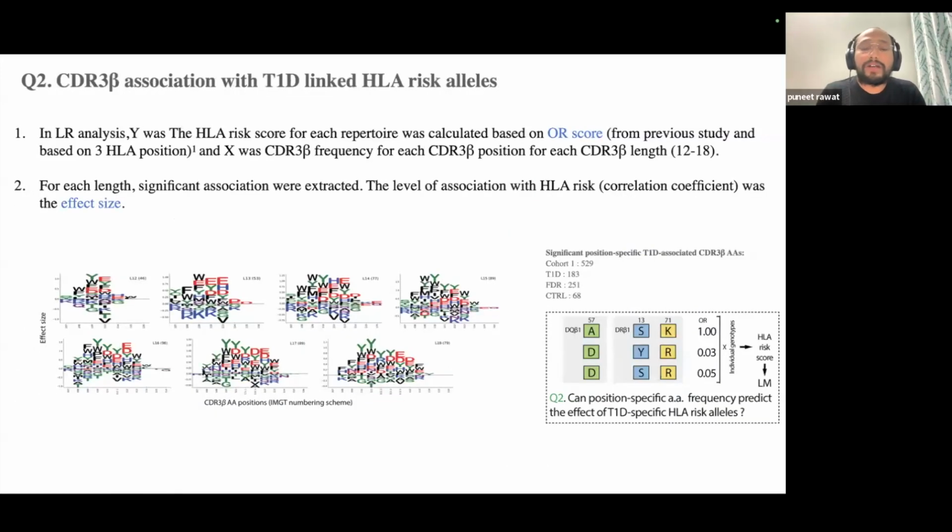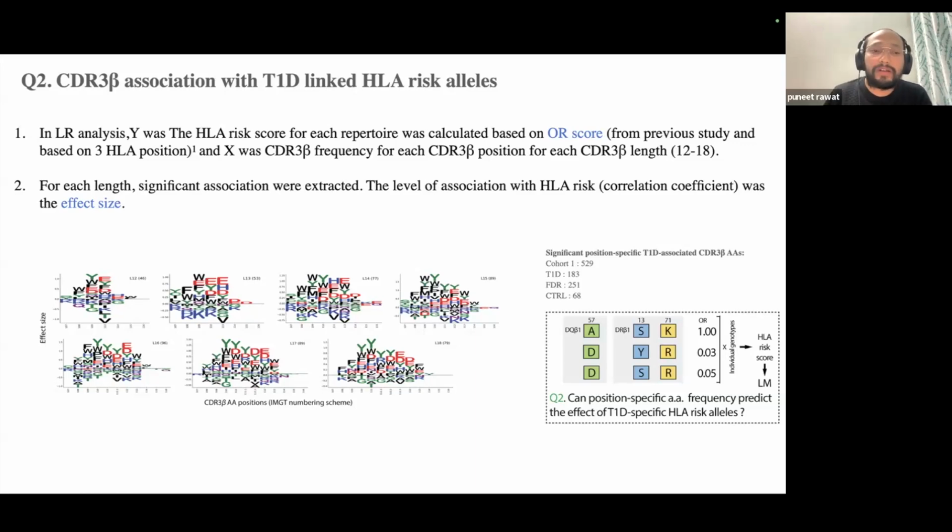So we know there are certain HLA alleles that are present more in type 1 diabetes, and there was another paper in which they figured out there are 3 different positions: site 57 in DQB1, and sites 13 and 71 in DRB1. These 3 sites define around 90% of the type 1 diabetes phenotype. They also generated a log odds ratio based on these 3 positions. We used this log odds ratio, which is called the HLA risk score, to see which amino acids in the CDR3 sequences are associated with the HLA risk score.